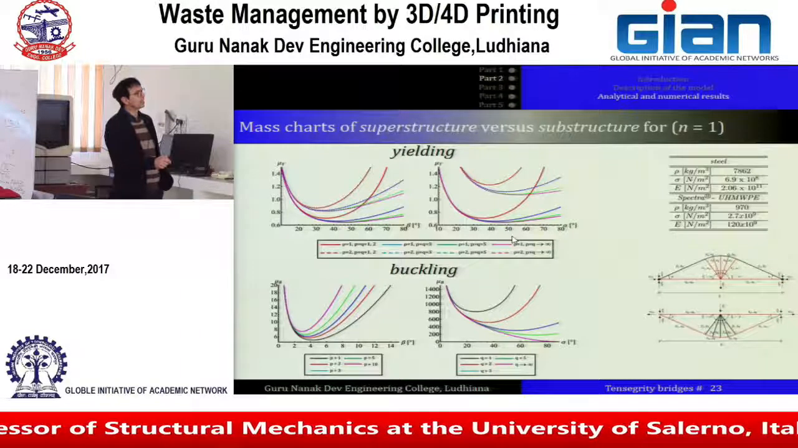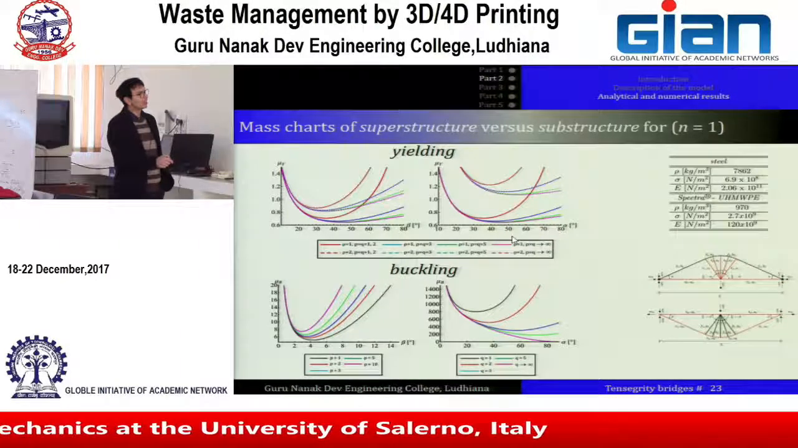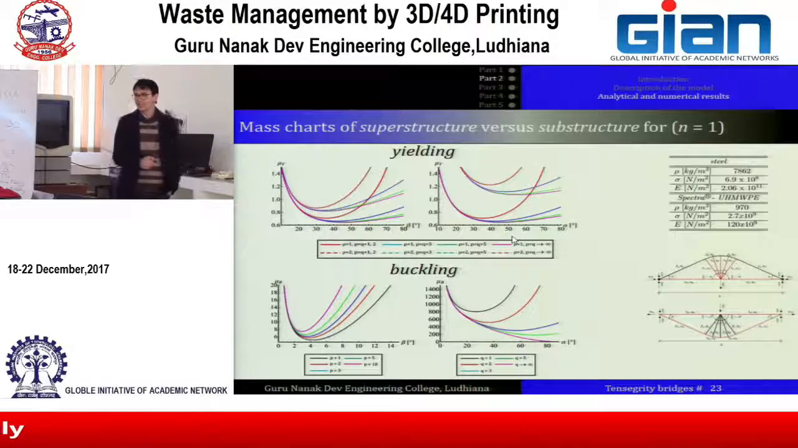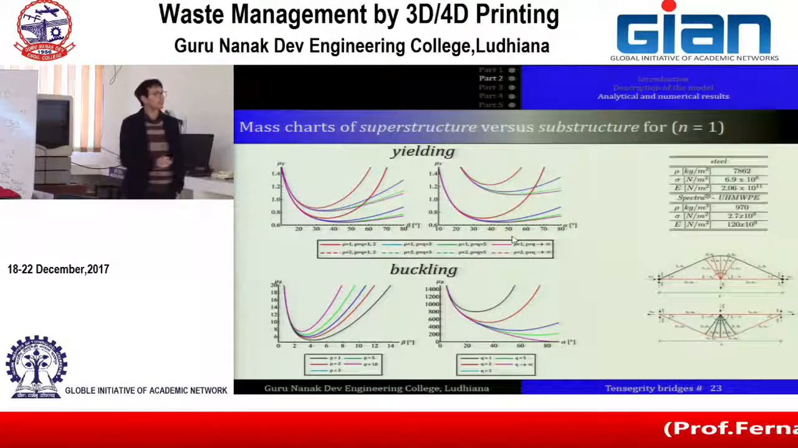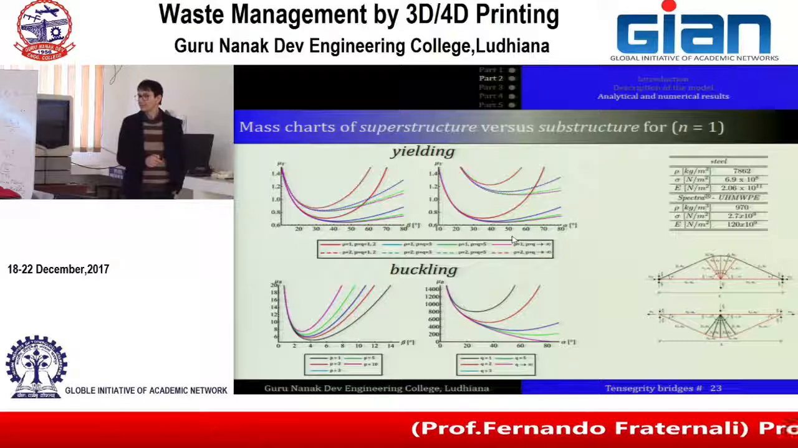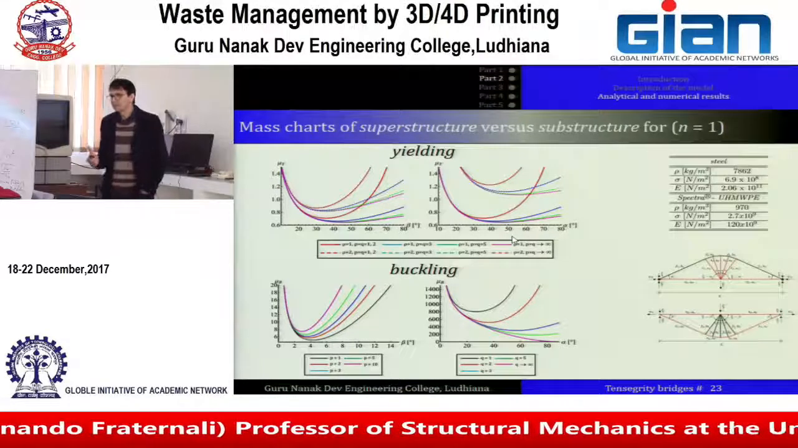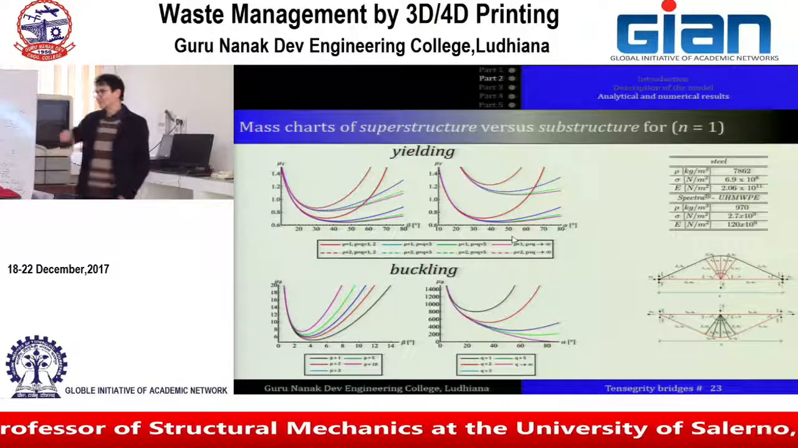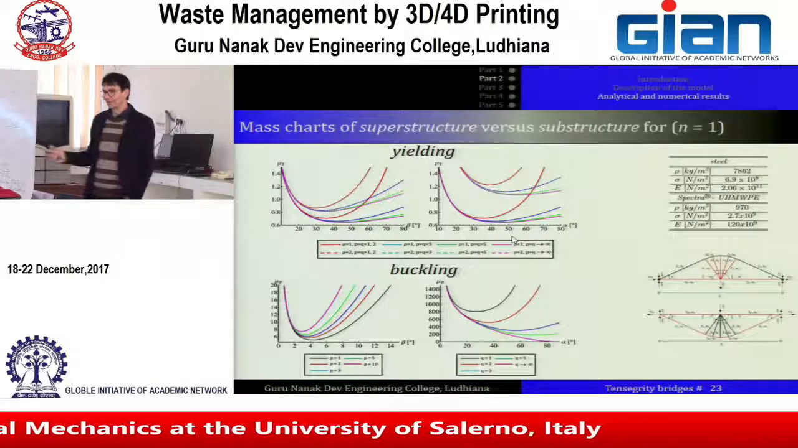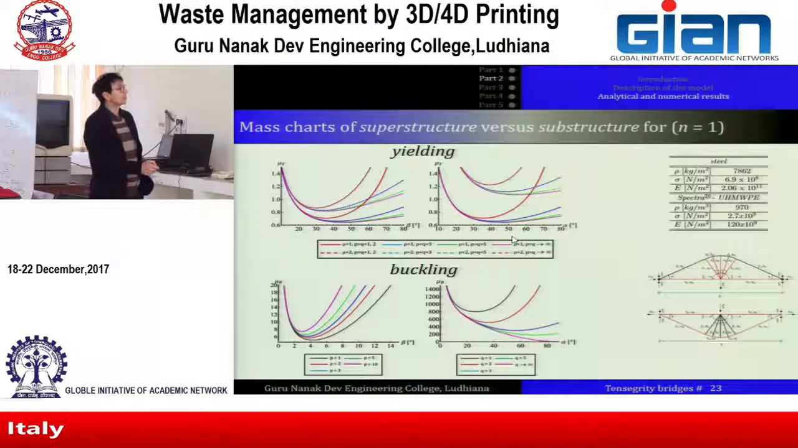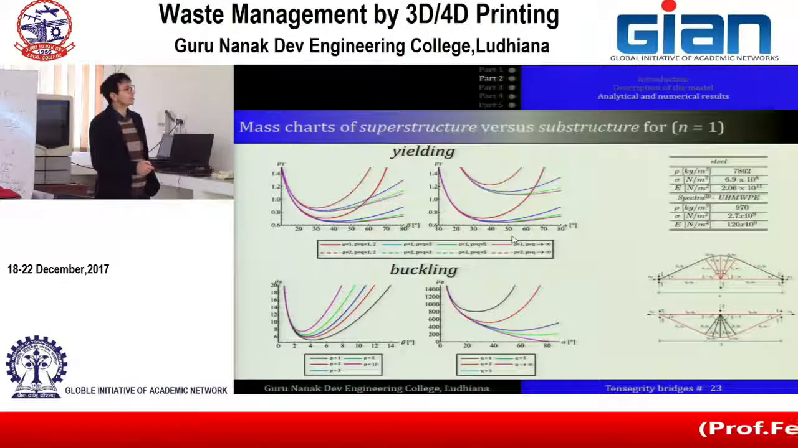As you can see, the minima, more or less, have the same values of alpha and beta and give you the same mass. So basically it makes no difference in having a superstructure or substructure, because the minimal mass you get is the same. It's essentially exactly the same.